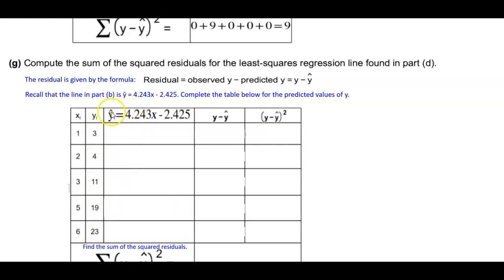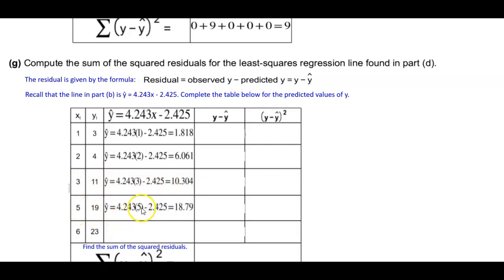In order to find the predicted values, we're going to substitute the value of x into this equation. So just like we did in the previous step, we take 4.243, multiply it by 1, and subtract 2.425 to get 1.818. Do the same thing. 4.243, multiply it by the value of x, which is 2. Subtract that to give us 6.061. Same thing, multiply that by 3 to give us 10.304. Likewise, substitute 5 into the equation, and then getting 18.79. And then likewise, substituting the last x into this equation to get 23.033.